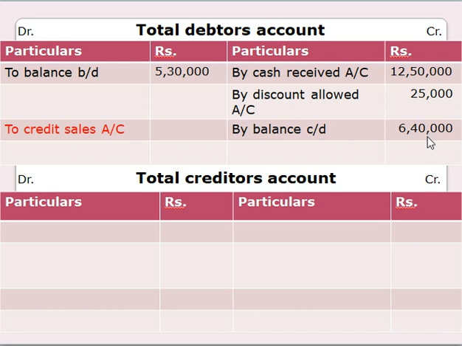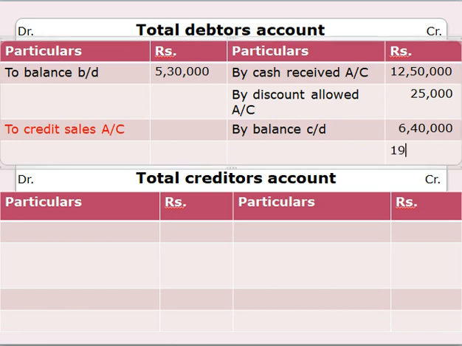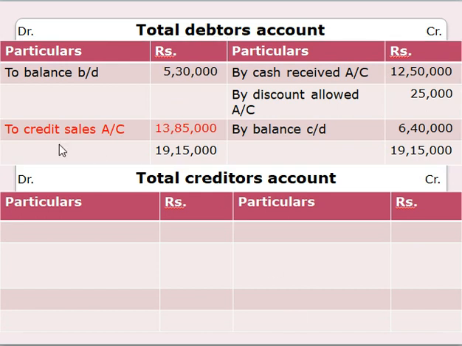And the next step is we have to add the amount of credit column, which gives you 19,50,000. And we have to balance the same amount in the debit column also, which is 19,15,000. And the next step is we have to deduct 5,30,000 from 19,15,000, which gives you 13,85,000. So our credit sales is 13,85,000.